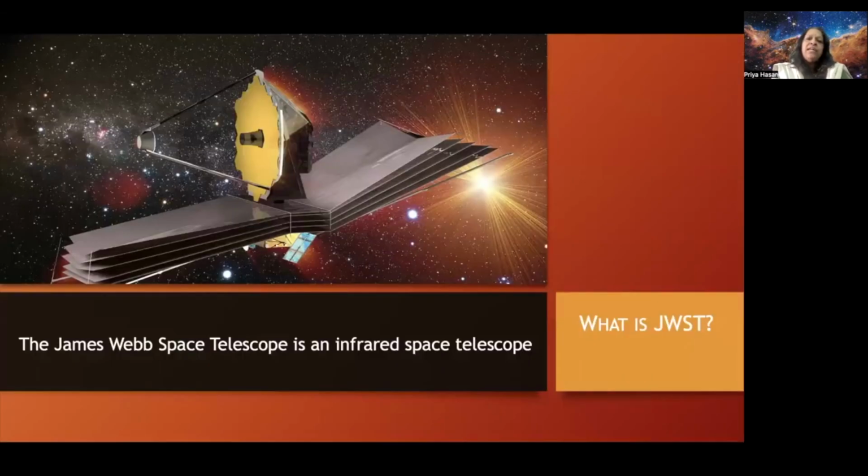So first of all, we start off with the basic definition of what the James Webb Space Telescope is. It's an infrared space telescope. So what I like to do is to explain each of these terms in detail, in reverse. That is, what is a telescope, why go to space, and why do we need to study the infrared.